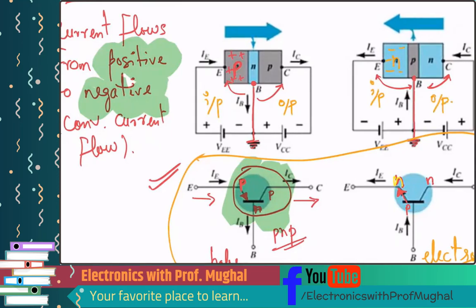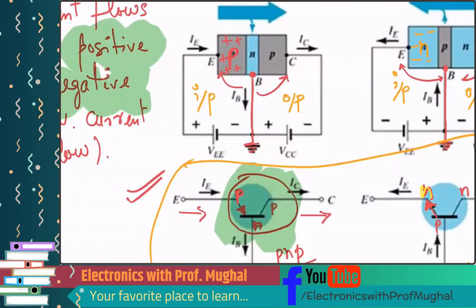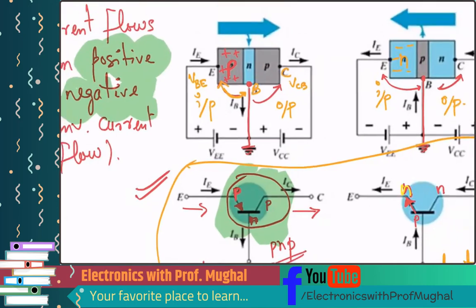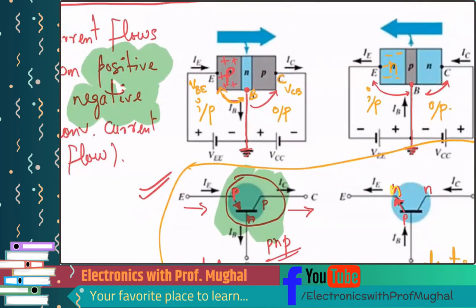On the input side, the voltage that is associated is between these two terminals, right? VBE, correct? The base and the emitter. On the output side, it is VCB, right? Collector terminal and the base terminal. What is the current in the input side here, folks?